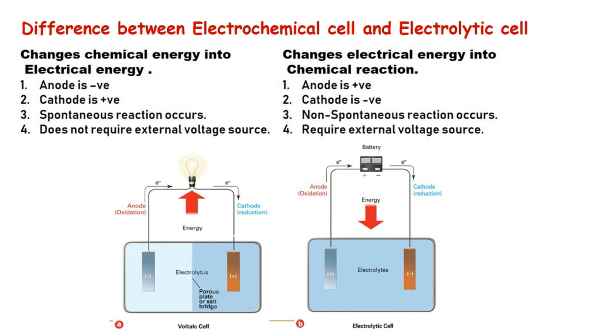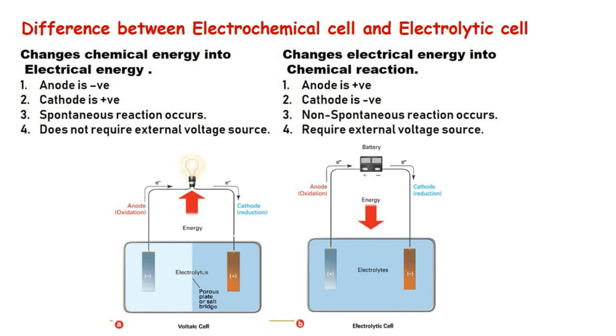Now we can see the difference between the electrochemical cell and electrolytic cell. Electrochemical cell converts chemical energy into electrical energy. Electrolytic cell changes electrical energy to chemical energy. As you can see, the charges of electrodes are different. Anode is negative in electrochemical cell, cathode is positive, while anode is positive and cathode is negative in an electrolytic cell. A spontaneous reaction happens in an electrochemical cell, whereas a non-spontaneous reaction occurs in an electrolytic cell. And an electrochemical cell does not require any external voltage source, but an electrolytic cell requires an external voltage source.